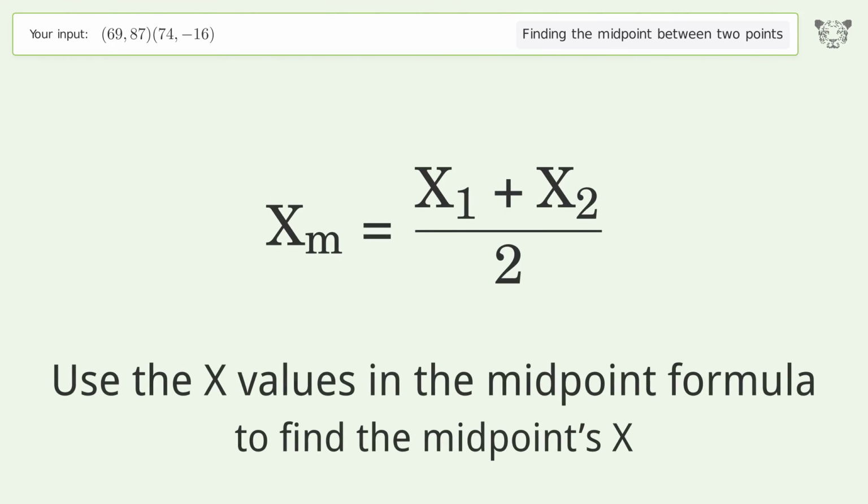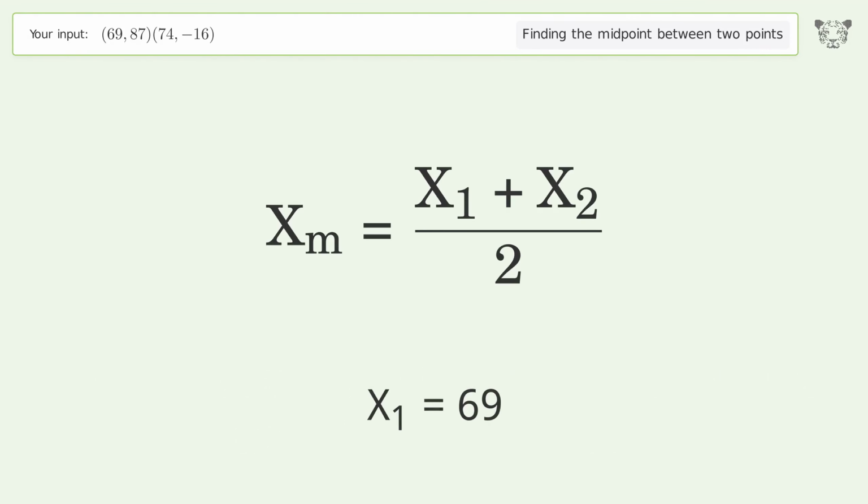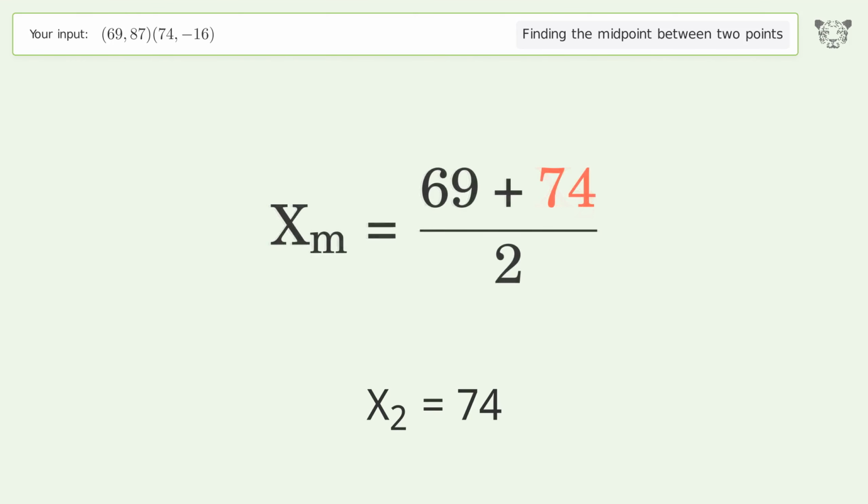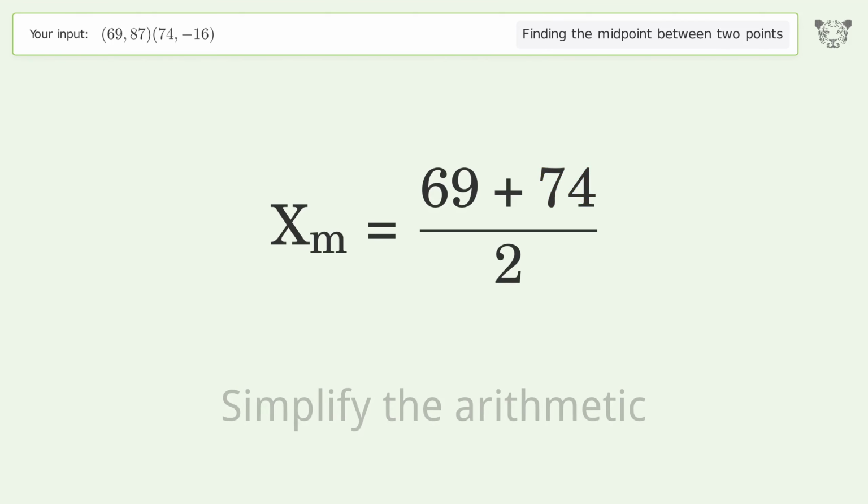Use the x values in the midpoint formula to find the midpoints x. x1 equals 69. x2 equals 74. Simplify the arithmetic.